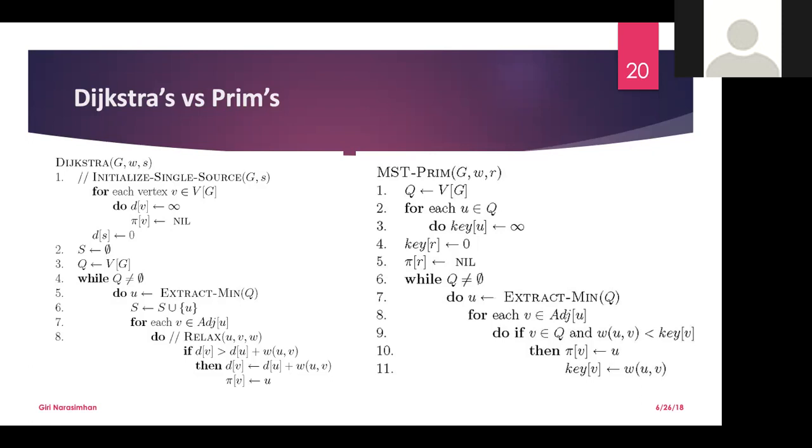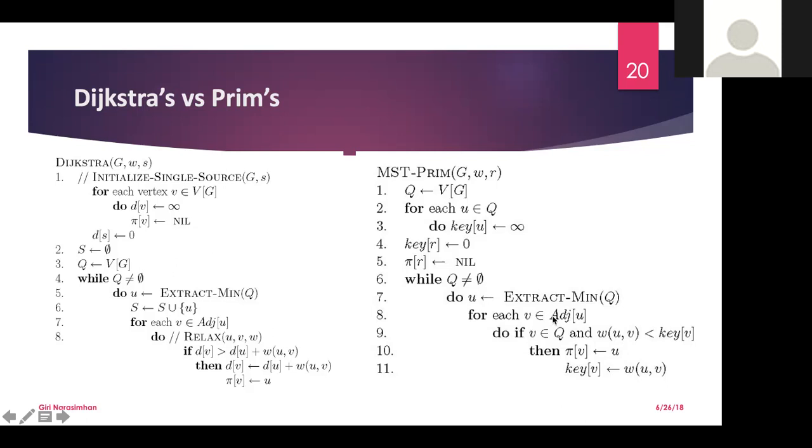Dijkstra's algorithm is for single source shortest paths, namely from a single vertex, it finds the length of the shortest path to every other vertex. Whereas Prim's algorithm does what? It finds the minimum spanning tree. So even though they're a little bit different, their algorithms turn out to be somewhat similar.